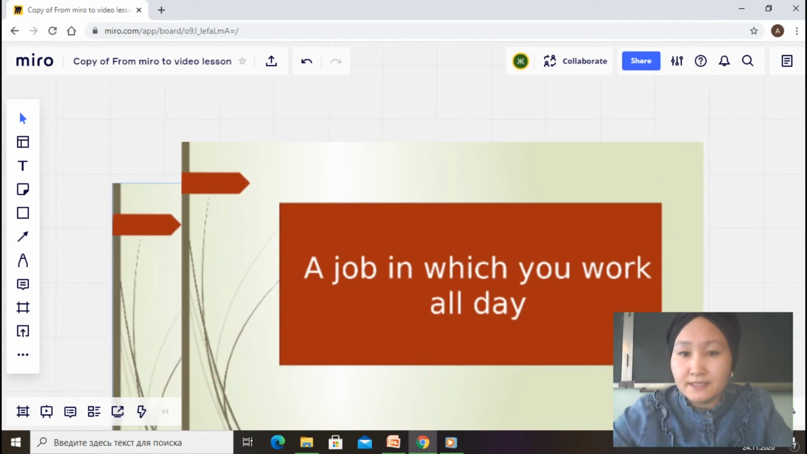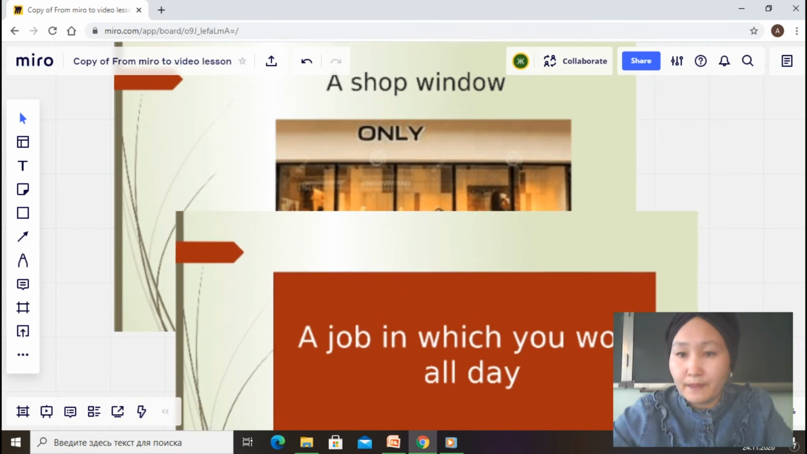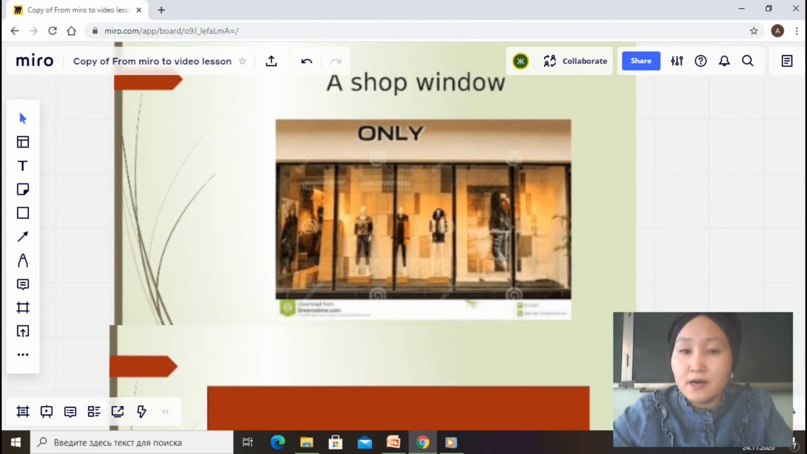Okay then guys, what is the word? Of course, it is a shop window. Well done.